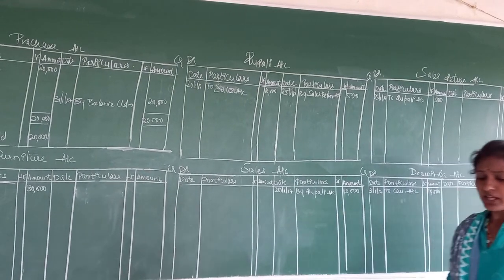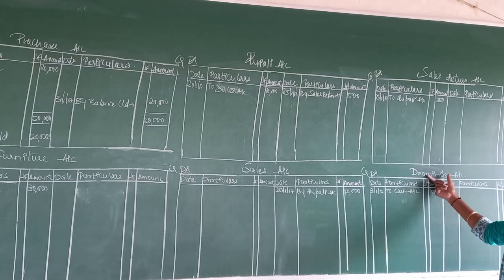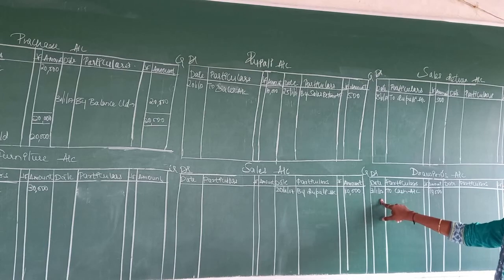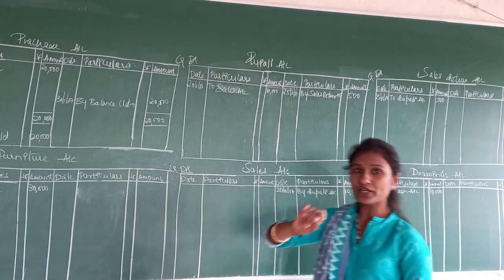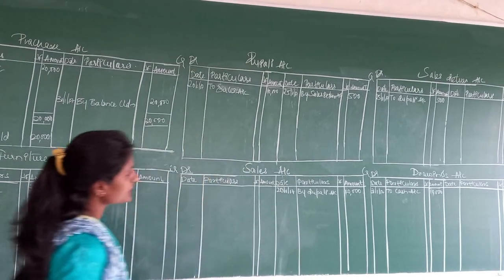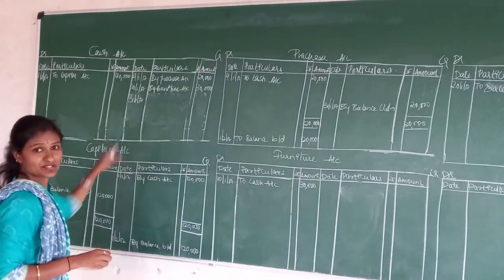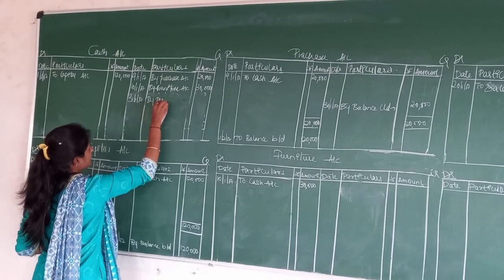And the next one is drawings account debtor to cash account. So this is the drawings account. In drawings account we need to write to cash account. The date is 31/1/2017 and amount is 10,000. So in cash account we need to write drawings account. So the date is how much? 31/1/2017, we need to write by drawings account.